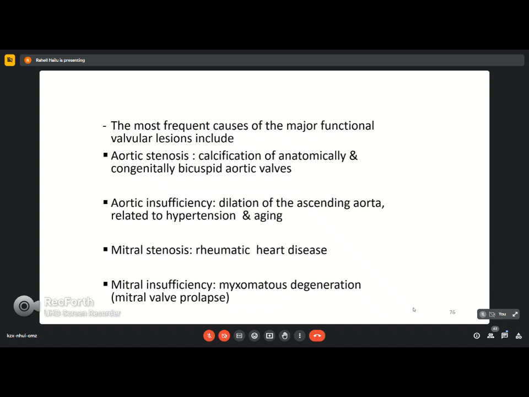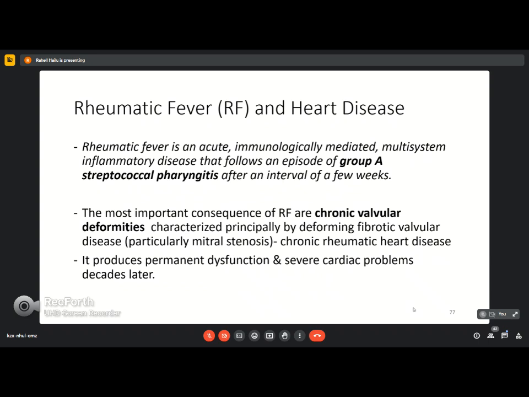But if it is severe, it causes functional abnormality. Aortic insufficiency is the dilatation of the aorta related to hypertension or any sort of aging. Mitral stenosis is usually associated with rheumatic heart disease, and mitral insufficiency can also be related to rheumatic heart disease, but it can also be due to a degenerative change within the wall of the valve itself. Some of this degeneration is kind of flimsy, so it won't close properly. So that's what's known as mitral valve prolapse.